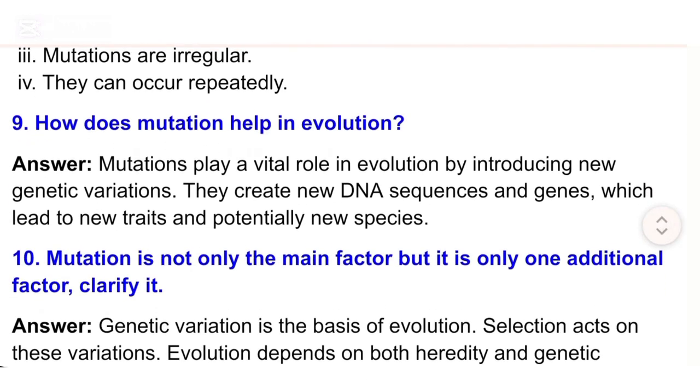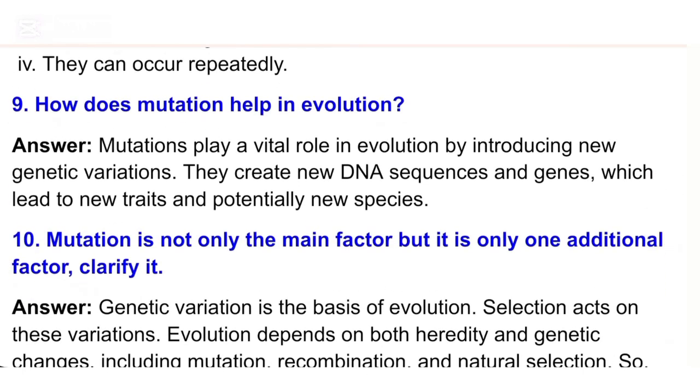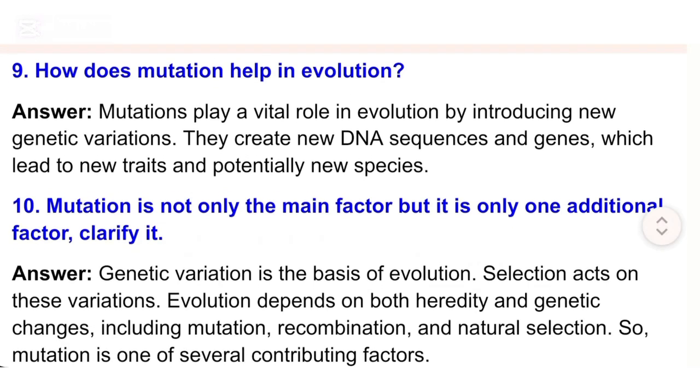9. How does mutation help in evolution? Answer. Mutations play a vital role in evolution by introducing new genetic variations. They create new DNA sequences and genes, which lead to new traits and potentially new species.